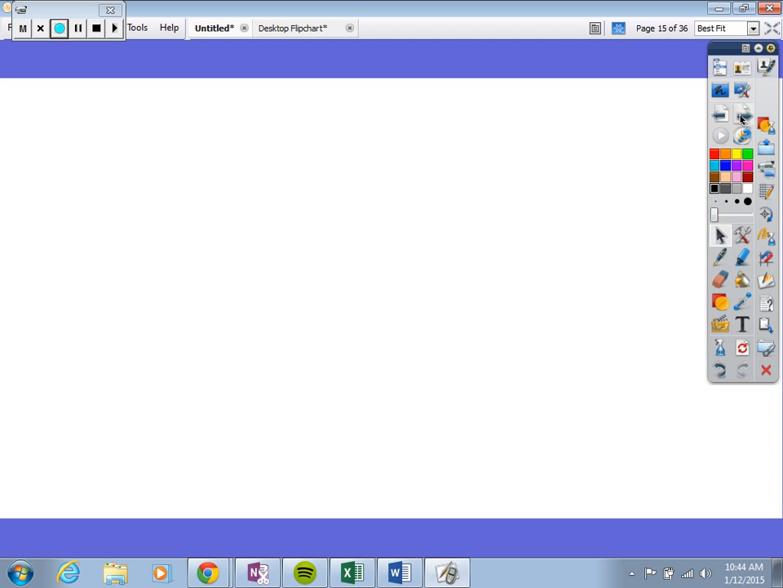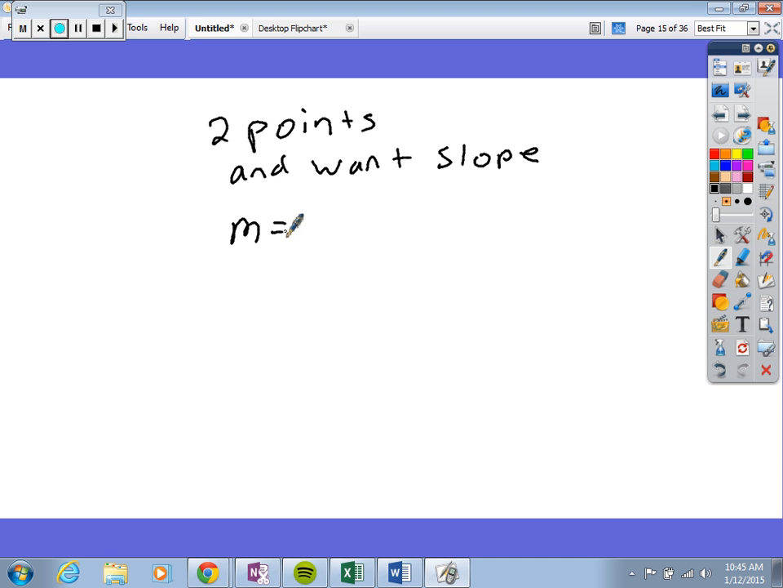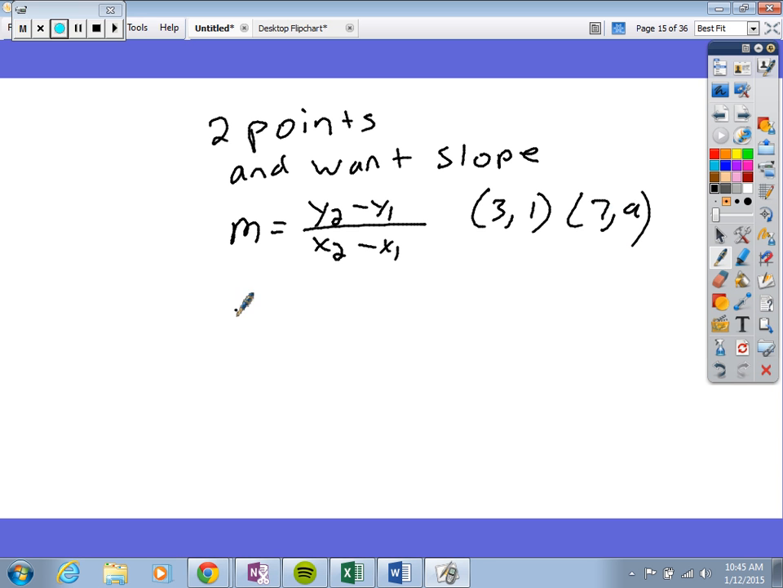Now let's go on to number 15. Number 15 says find the slope of a line that passes through the points 3, 1, and 7, 9. Well, anytime we have 2 points and we want slope, it is easy to use this formula. m is equal to y sub 2 minus y sub 1 divided by x sub 2 minus x sub 1. So let's write our 2 points out to the side. 3, 1, 7, 9.